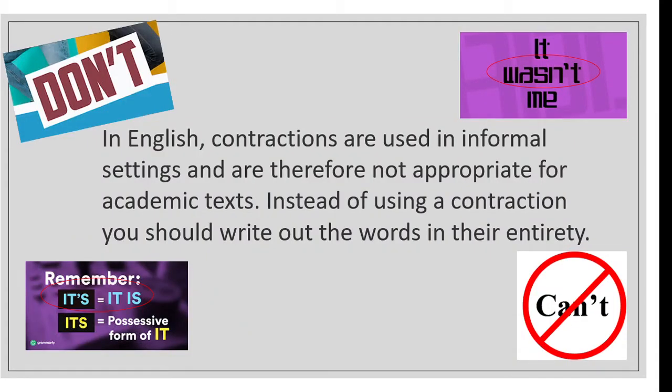Another characteristic that is noticeable in academic writing is that some words or contractions are not used. In English, contractions are used in informal settings and are therefore not appropriate for academic texts. Instead of using a contraction, you should write out the words in their entirety. You are not using words such as don't, wasn't, it's, and can't.